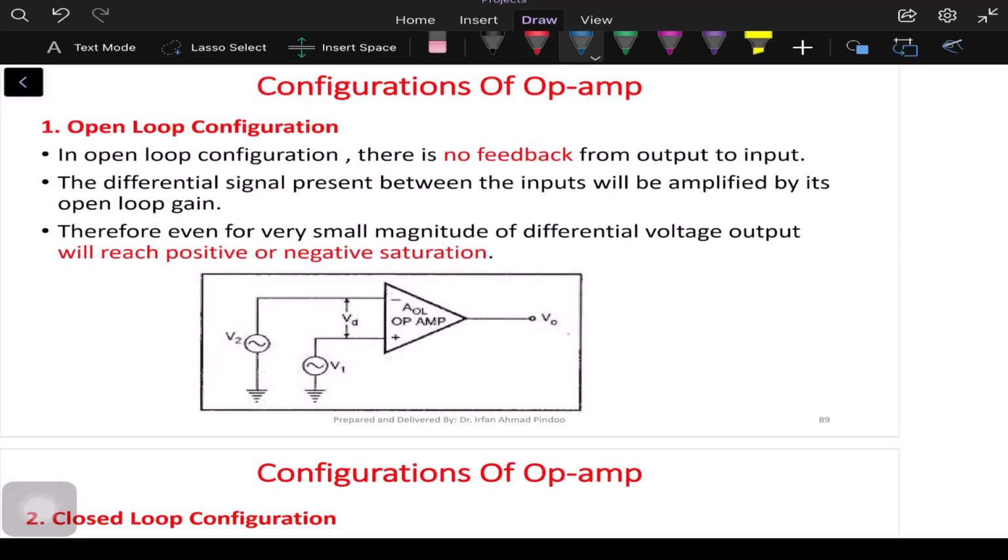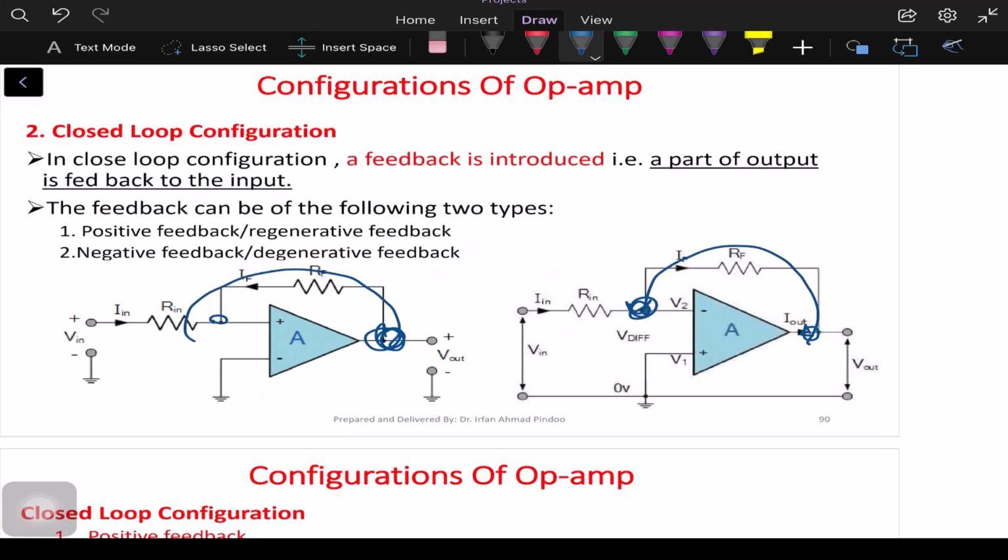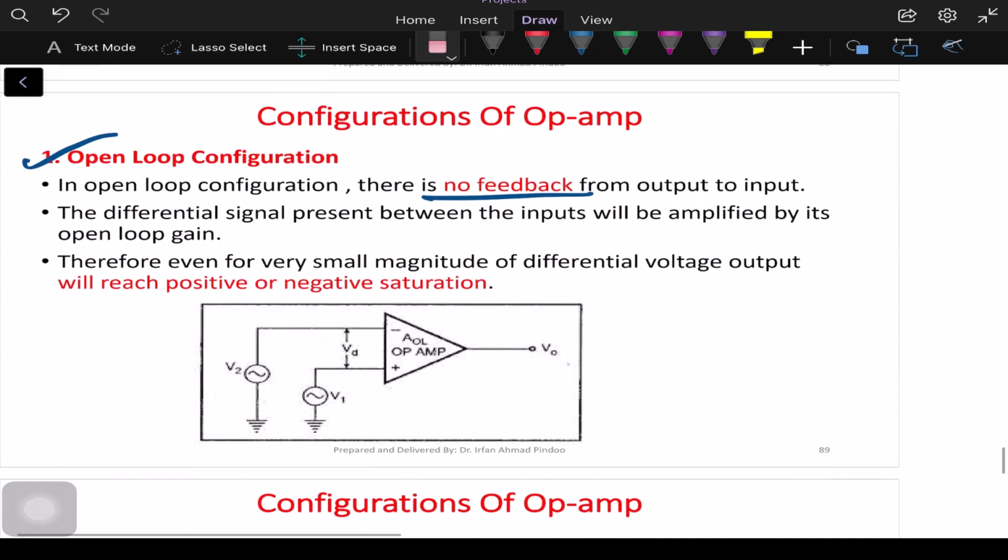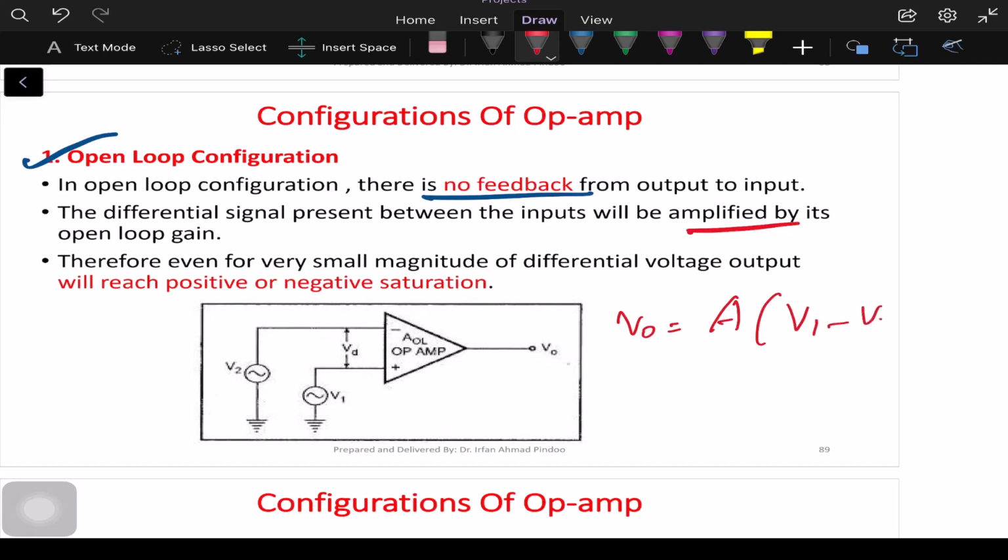First of all we have the open loop configuration. Open loop configuration means there is no feedback from output to input. If you observe the figure again, you can see there is no feedback from output to the input, so that is why it is an open loop configuration. In this case, the differential signal present between the inputs will be amplified. It means V0 will be A times (V1 minus V2).